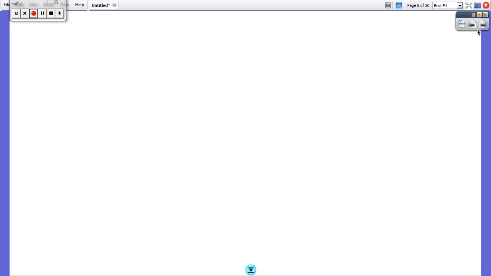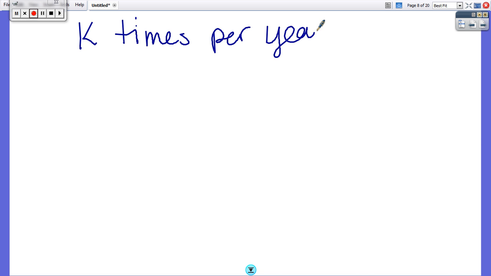So this is if it's compounded k times per year. Sometimes you'll get a question that says that it's compounded quarterly. That means it's compounded 4 times per year. If it's compounded monthly, that means it's compounded 12 times per year. If it's compounded weekly, it's compounded 52 times per year. So you kind of get the idea. K is always the number of times that it's compounded.